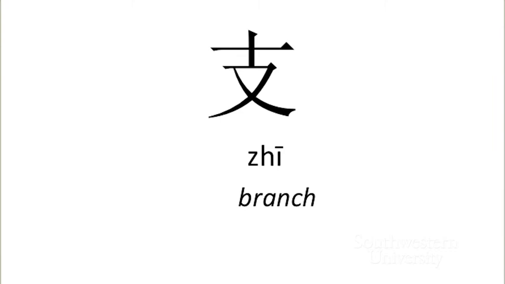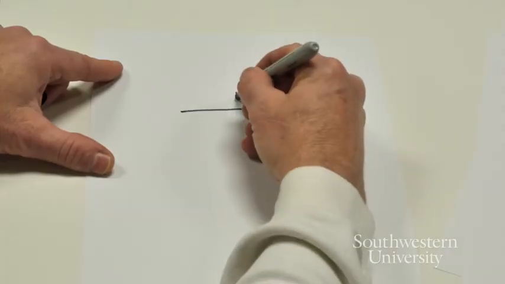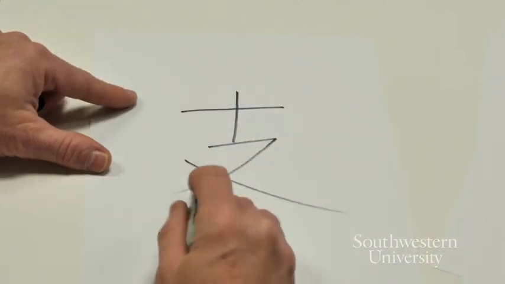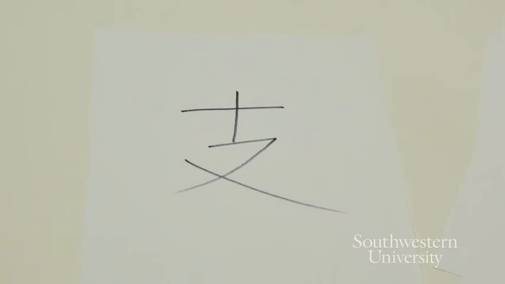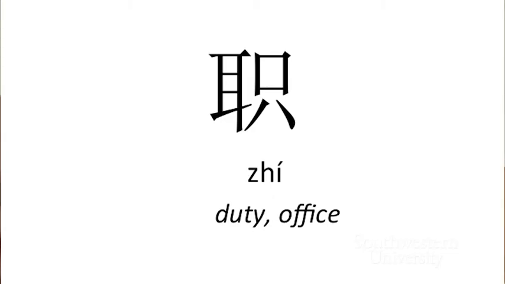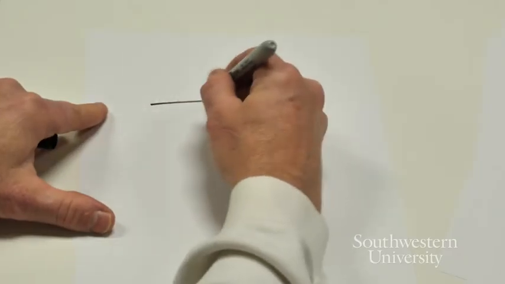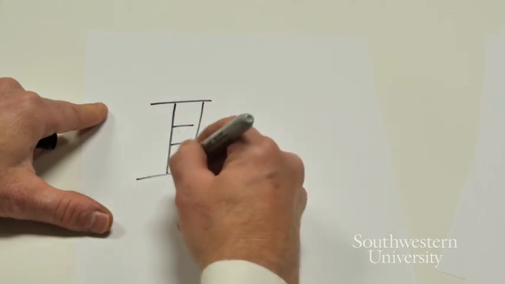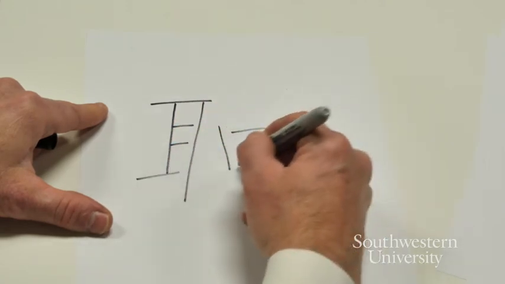The next character is branch, and it originally depicted either a branch or perhaps a foot. The bottom part looks like yo, the right hand. Zhi, a job, a career, an industry, is ear, r, ardzapong, next to the phonetic zhi.